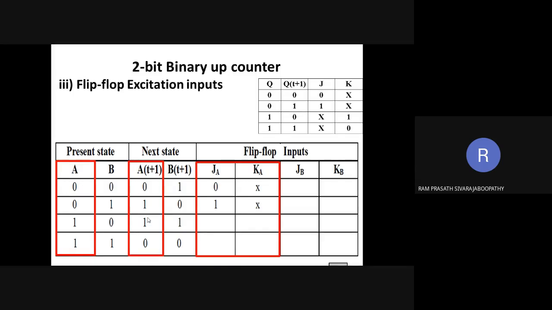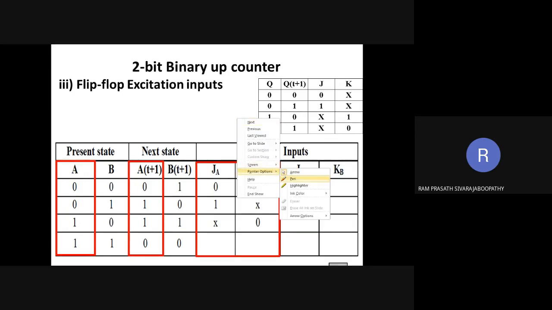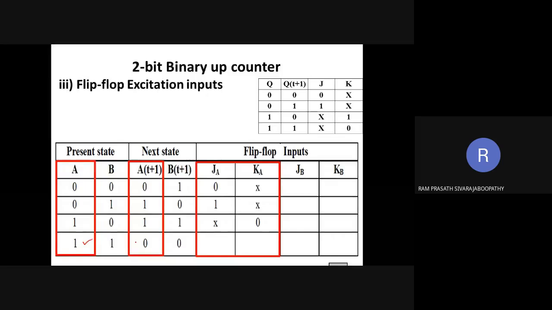Next, present state 1, next state is also 1. 1 1 means what? Yes, very good. Don't care 0. So the last combination, present state 1, next state 0. See, understand how this has to be written: 1 present state, 0 next state. Okay, 1 0. So this line: JA equal to X, KA equal to 1. Don't care 1. I hope everyone understands this.